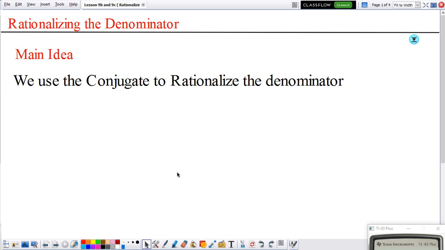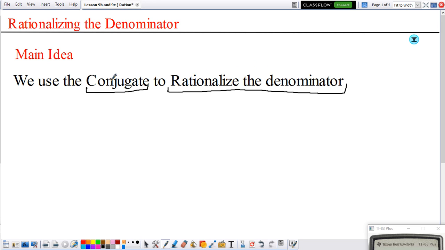Today, we will see how we can rationalize the denominator. Now, the main idea here is that we are going to use something that is called a conjugate to rationalize the denominator. So first, we will talk about what a conjugate is. And once we have a clear understanding of what the conjugate is, then we're going to use that conjugate to rationalize the denominator, which is our main goal.